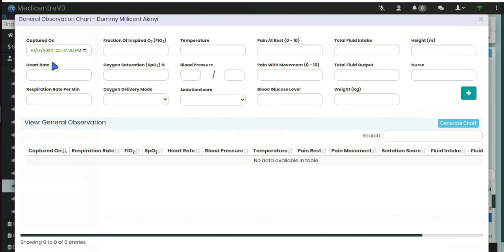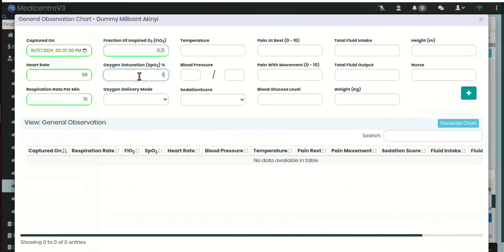On the General Observation Chart window, fill in the required details. Input the date and time when the patient's vital signs were recorded. This timestamp is critical for tracking changes in the patient's condition over time. Capture the heart rate, respiration rate per minute. Capture the fraction of inspired O2, FiO2, which is the concentration of oxygen that the patient is inhaling.